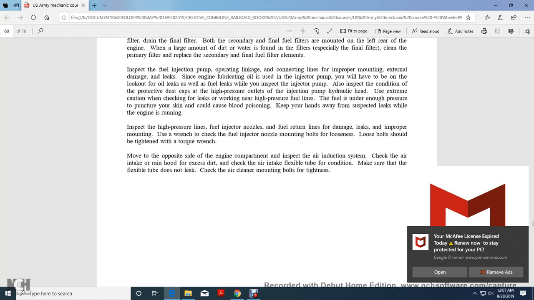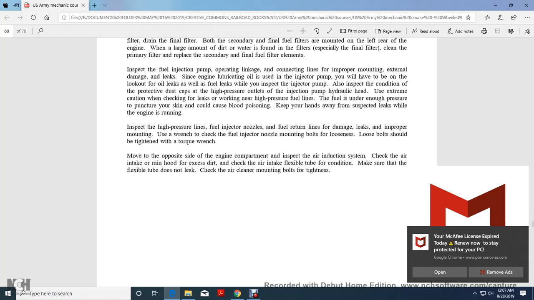Inspect the fuel injection pump, linkage connections, lines, improper binding and external damage. Check the engine lubricating oil at the injector pump, and locate any oil leaks as well as fuel leaks. Inspect the condition of the dust cap.